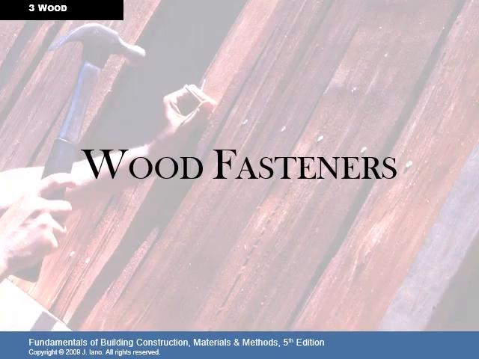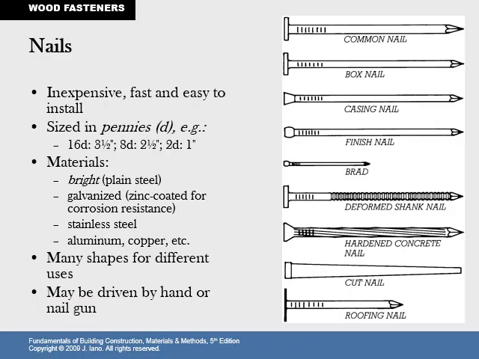Let's talk about wood fasteners. We need to find a way to adhere these nice pieces of wood we're going to use onto the structure and with each other. We come across a very old product, which is the nail. It's inexpensive, fast, and easy to install. They come in a variety of sizes, sized in pennies: 16D 3½ inch, 8D 2½ inch, and 2D.